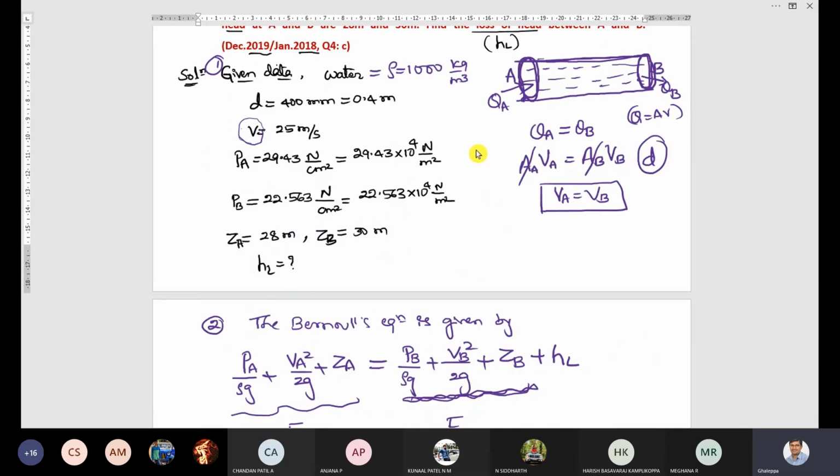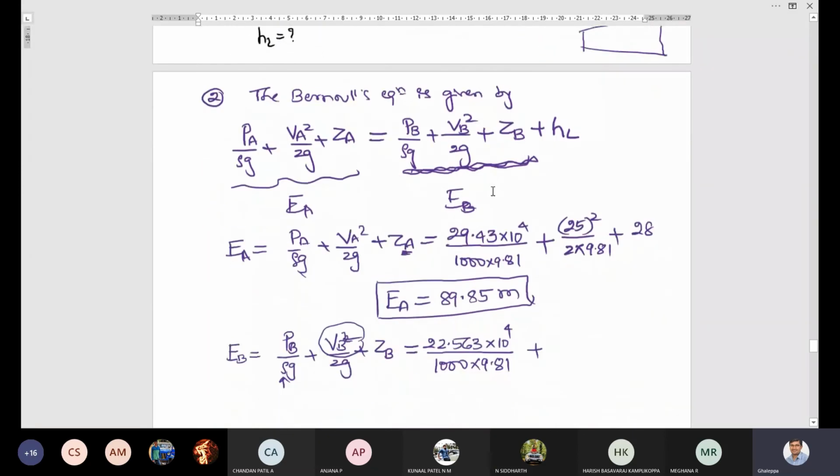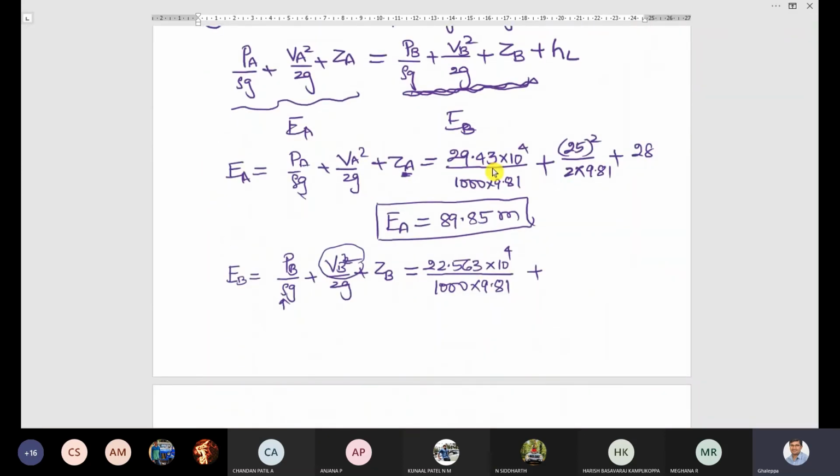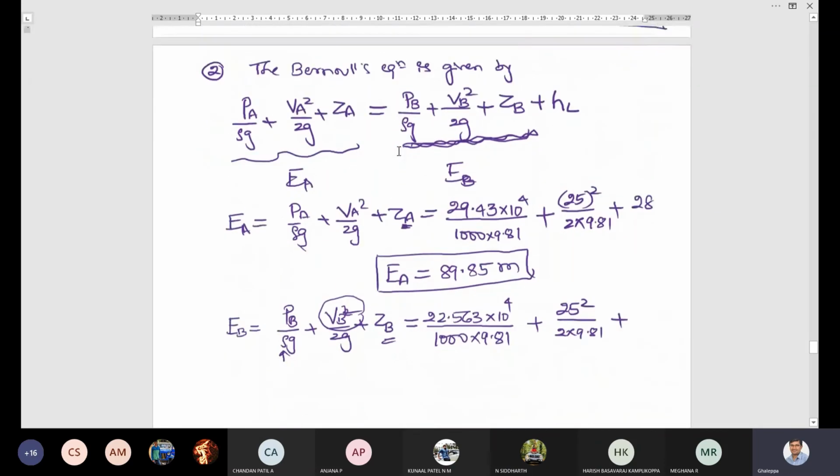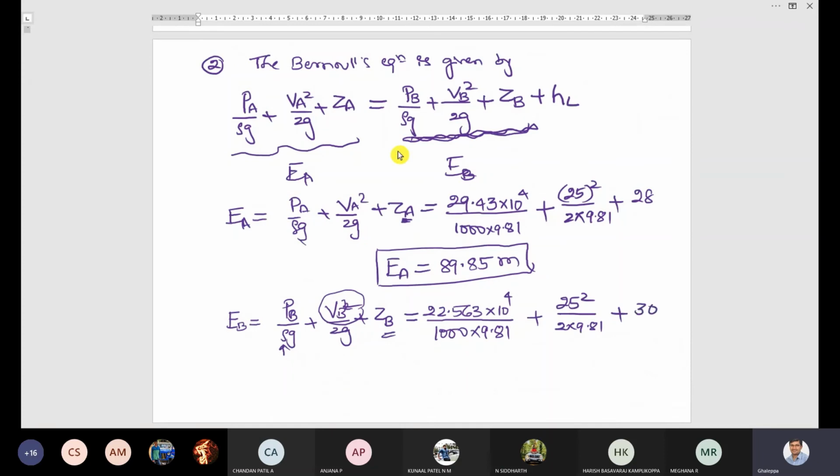In the previous numericals we took a non-uniform pipe like this, where the diameter was changing, but here the diameter is constant, so the velocity remains constant. So 25, and this term is also the same. The potential energy at point B, I think, is 30. So you substitute 30. Once you substitute all the values in a calculator, the value of EB I am getting is 84.85 meter.